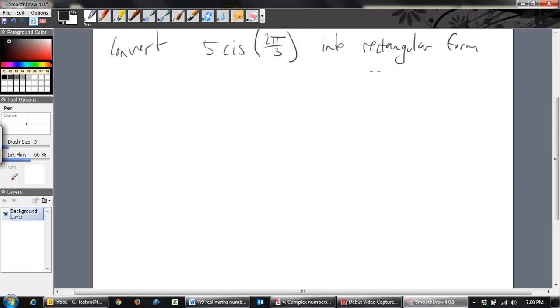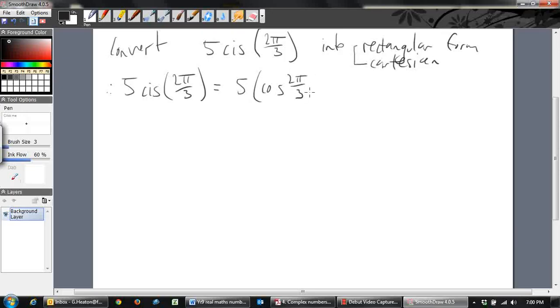Rectangular form is just another word for Cartesian form. They both mean the same thing. So let's do that. 5 cis 2 pi on 3. Now, remember what cis means. Let's just expand it out. This means 5 cos 2 pi on 3 plus i sine 2 pi on 3. That's what it means.